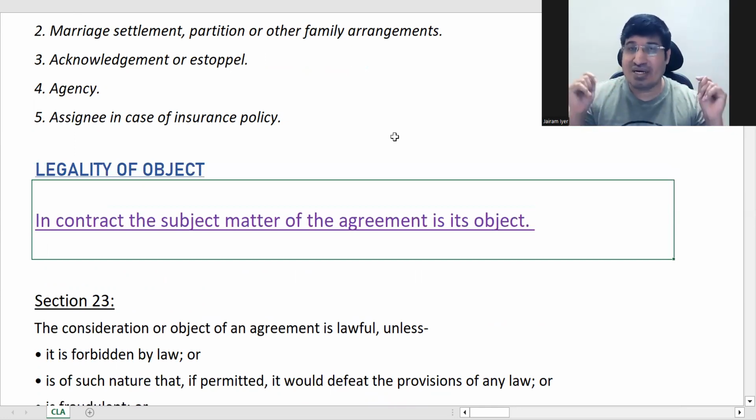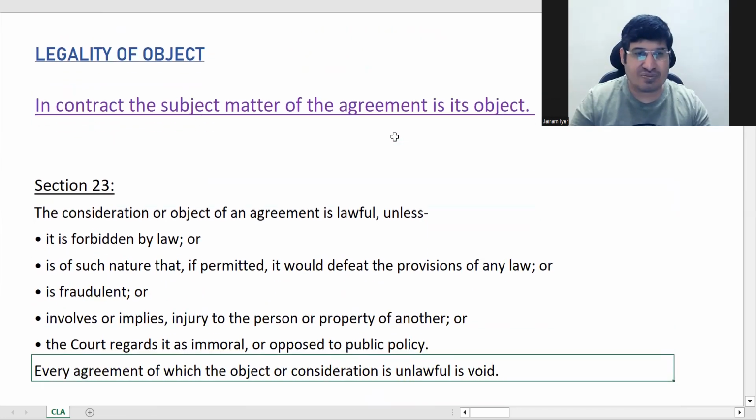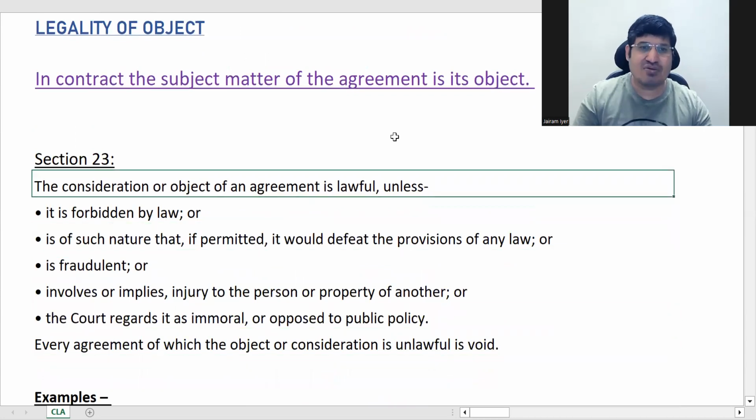Your object is to get 10 kgs of rice. Because of that, you have gone to the shopkeeper. Okay. So the object is the central thing. Now we had 2 points in the essentials of a valid contract. One was lawful object and the other lawful consideration, correct? Both are covered here.